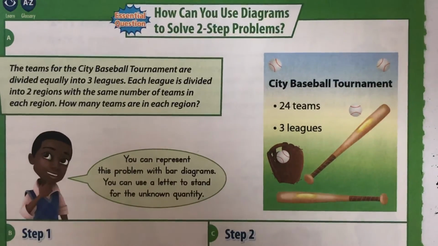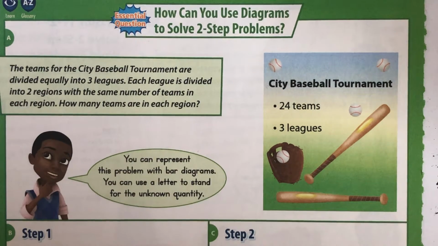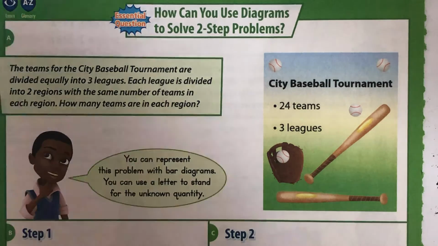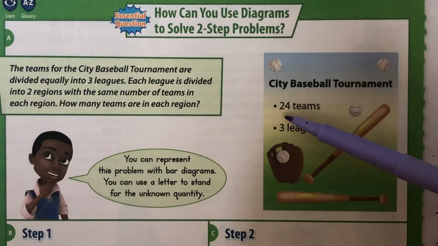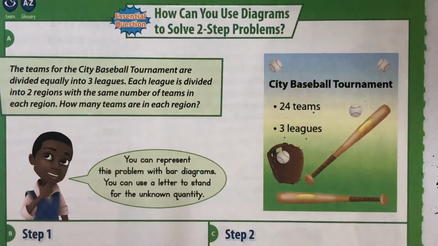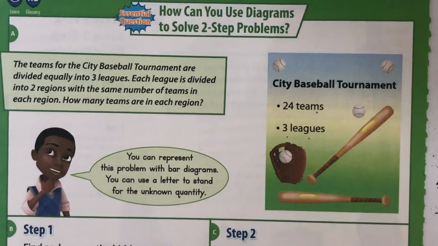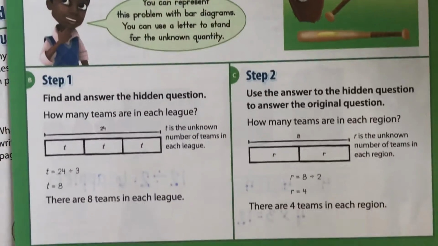Moving on to the next page. How can you use the diagrams to solve two-step problems? The teams for the city baseball tournament are divided equally into 3 leagues. Each league is divided into 2 regions with the same number of teams in each region. How many teams are in each region? So you can represent this problem with bar diagrams, and you can use a letter to stand for the unknown quantity. Over here we see that the city baseball tournament has 24 teams and 3 leagues.